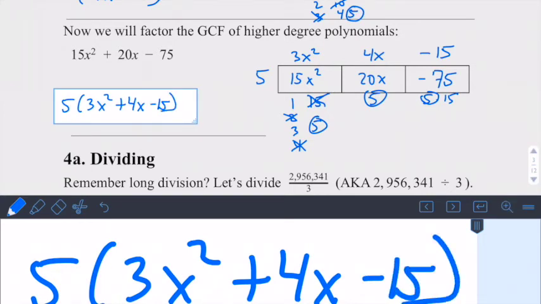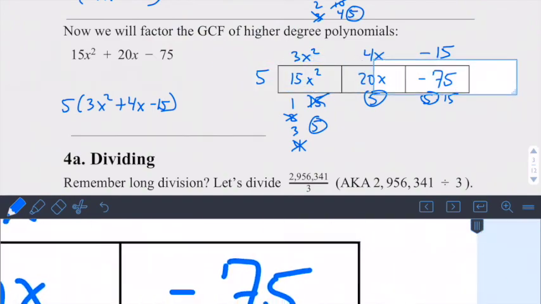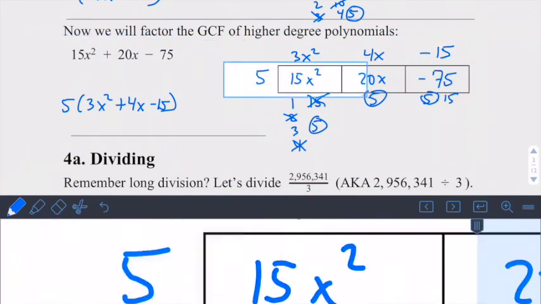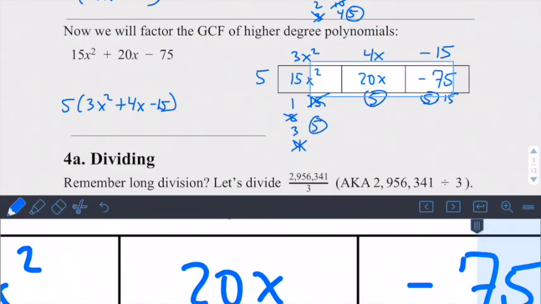There's nothing new here, we're just factoring out the GCF, but we have a larger polynomial now. It's got to work for all 3 terms.